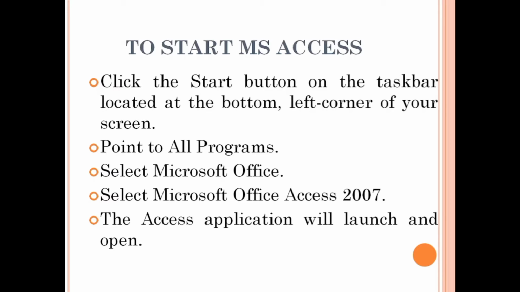And in the second way, you just have to click on the start button, then go to the run option. The shortcut key to open the run option is Windows plus R. In that run option, you have to type msaccess without a space, and then click on the OK button. Then the MS Access window will appear on your screen.